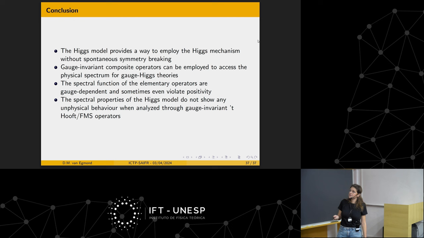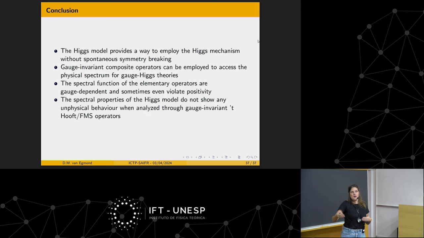The elementary operators, so the elementary degrees of freedom, they show a gauge dependency, and sometimes they violate positivity, so they are non-physical. Well, if we look at the spectral properties of the Higgs model, they do not show any unphysical behavior when we analyze them through these gauge invariant extensions. So that's my conclusion, that these gauge invariant extensions can provide physical results in a broader sense than the original Higgs formulation can, while also solving some theoretical inconsistencies of the Higgs model.